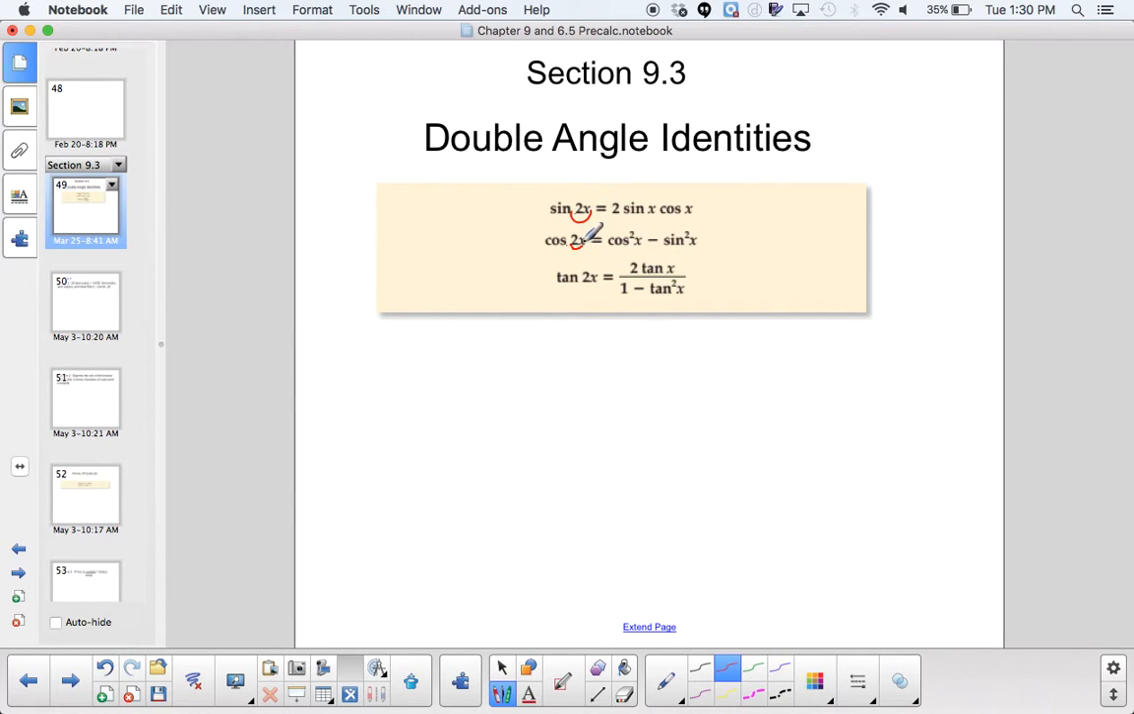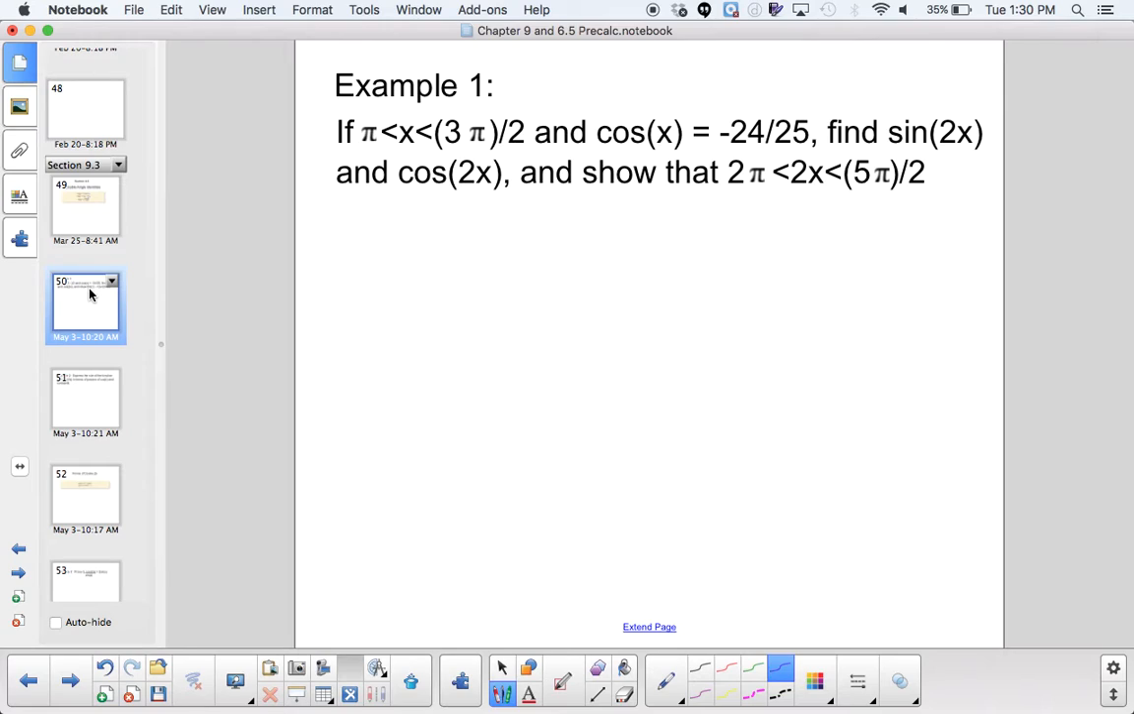So you would be rewriting these identities to notice that this is 2x, but when you look at the identity, in each one you have x. Okay, so let's look at an example of that and how we would use it. In this one, the cosine of x is negative 24 over 25, and we know that x is between pi and 3 pi over 2. We're going to find the sine of 2x and the cosine of 2x.